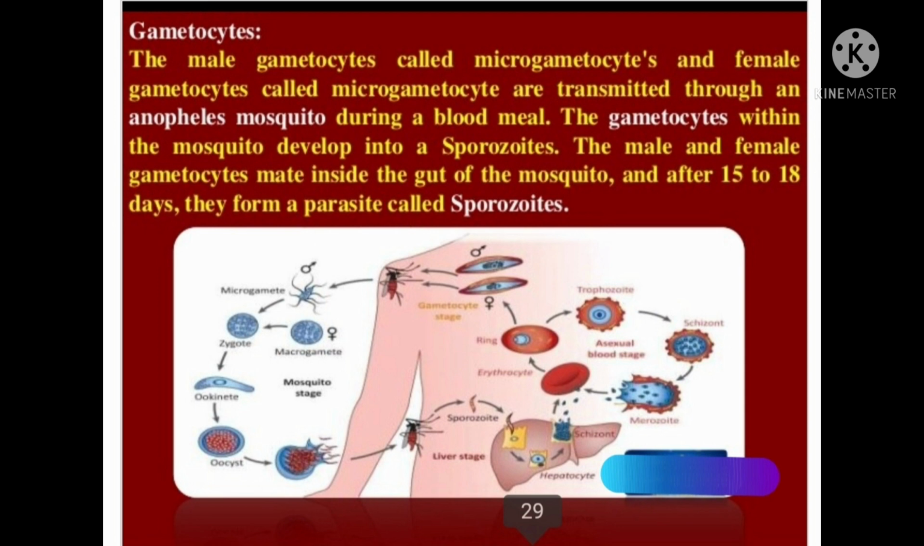The male and female gametocytes enter the body through the contact of the mosquito, and after entering they go through a lot of processes and give rise to a parasite termed sporozoites within 15 to 18 days. That is the next step.